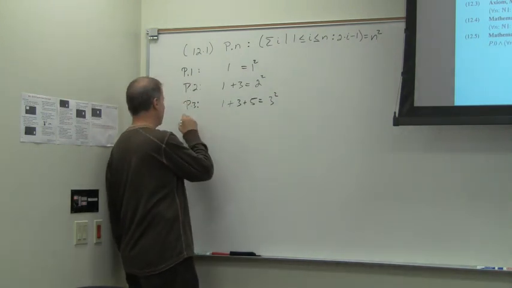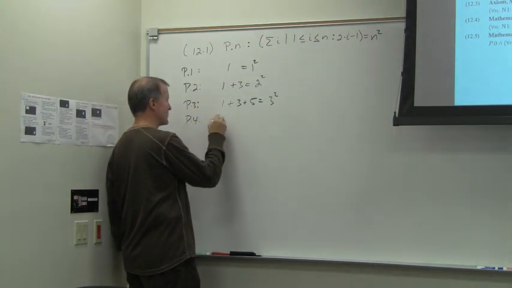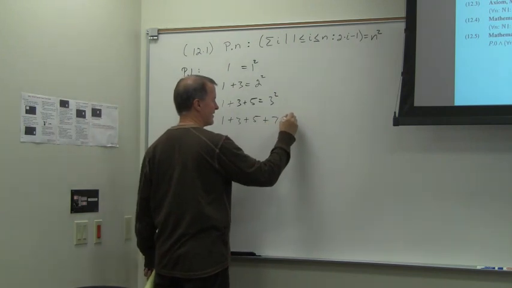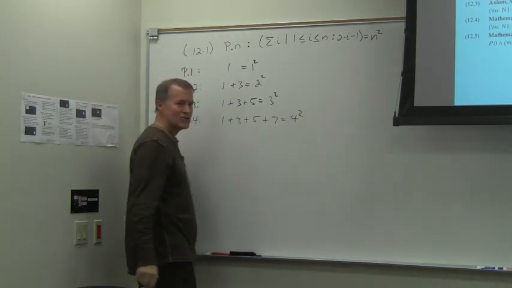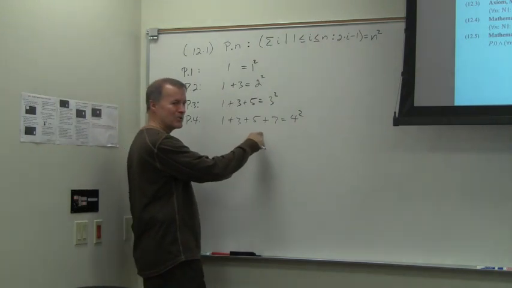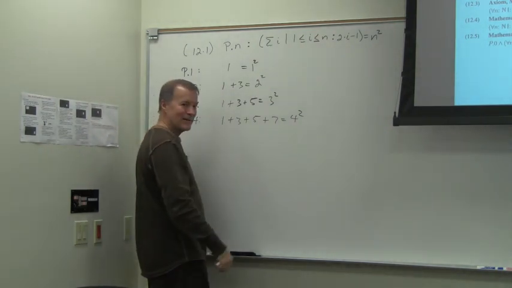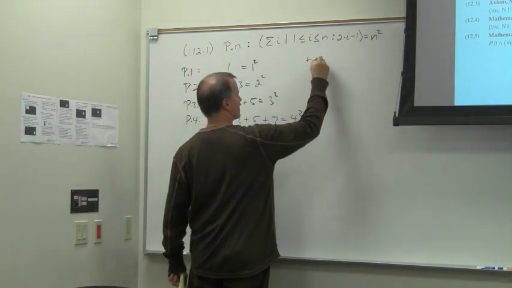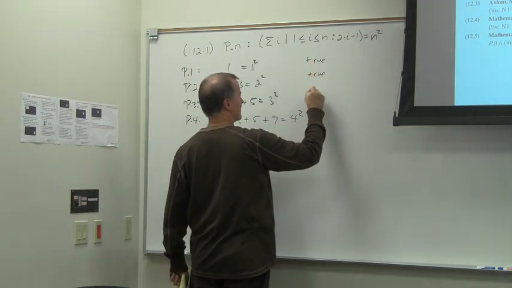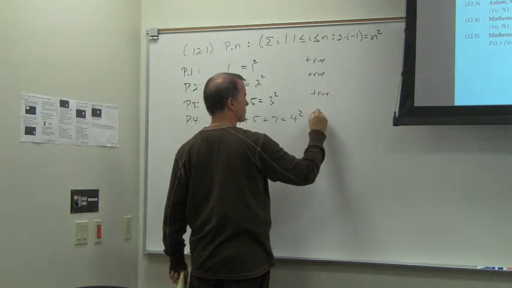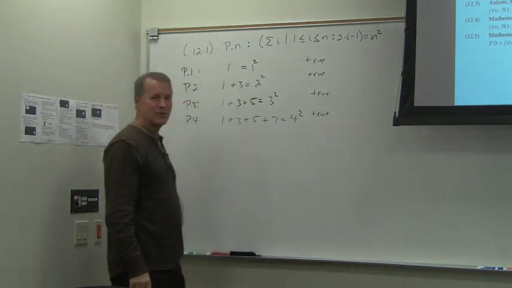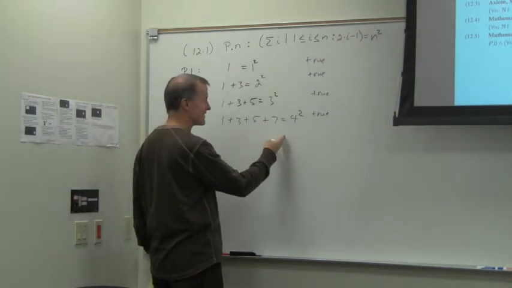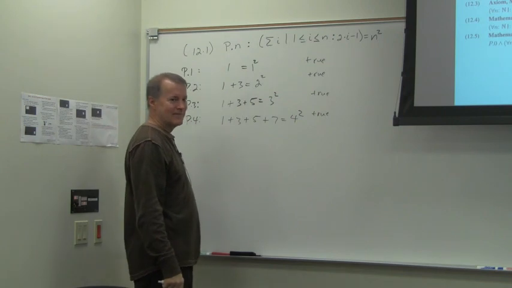Do we need to do another one? P.4 is what? 1 plus 3 plus 5 plus 7, is what? 4 squared. Is that true? Did you guys realize that if you added up odd numbers, you get a square? Well, I do now. Pretty interesting, huh? This is true. Do you think 1 plus 3 plus 5 plus 7 plus 9 is 25? Yeah, I know it.